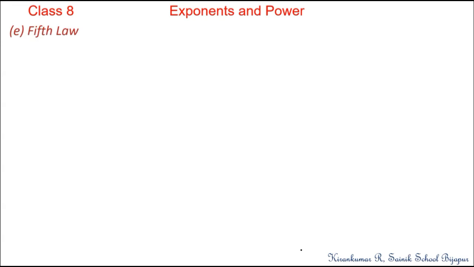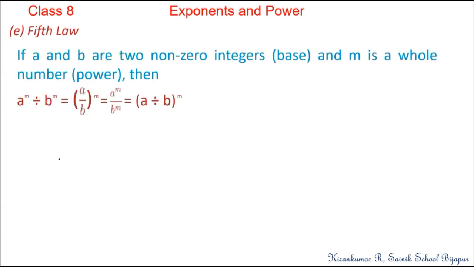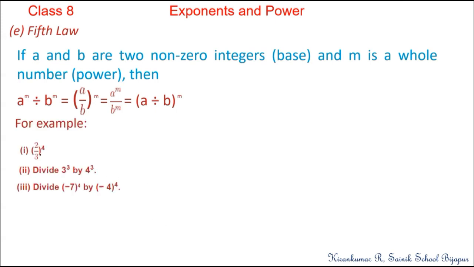Fifth law, if a and b are two non-zero integers and m is the power, then a to the power of m by b to the power of m is a by b to the power m. For example, if you have 2 by 3 to the power 4, it means it is 2 raised to the power 4 divided by 3 raised to the power 4. 2 to the power 4 is 16. 3 to the power 4 is 81.